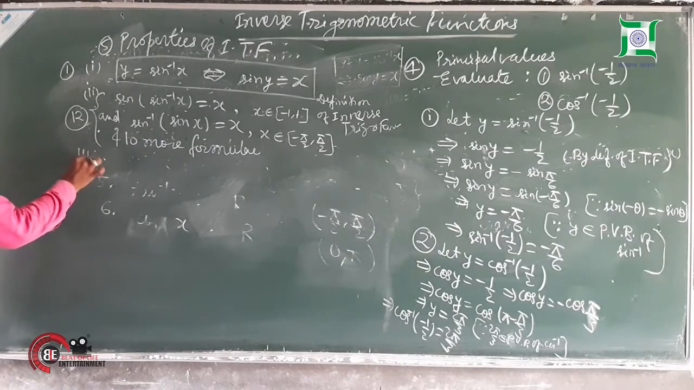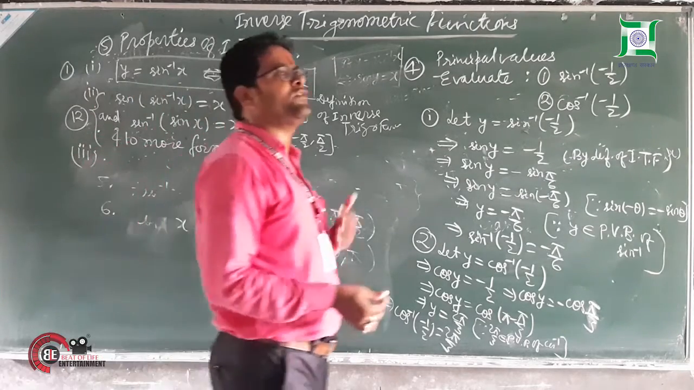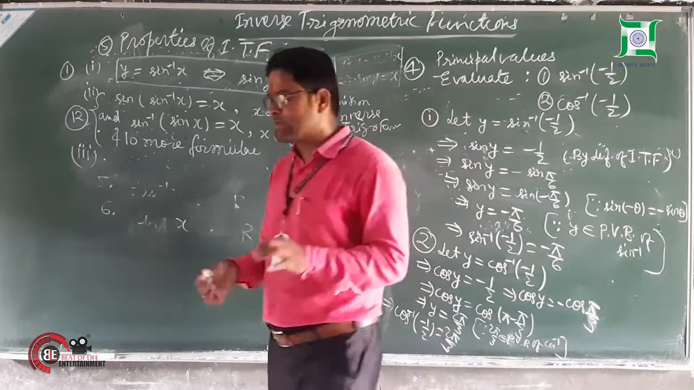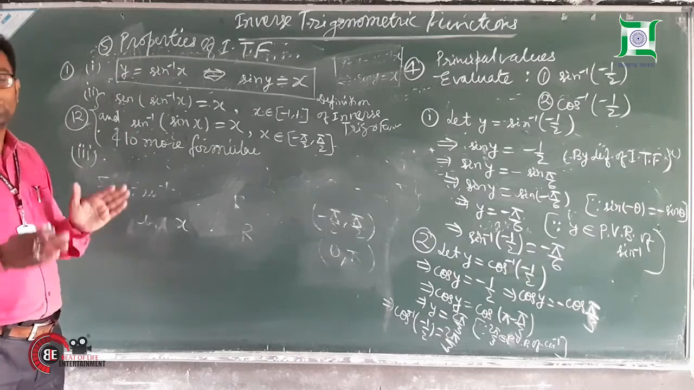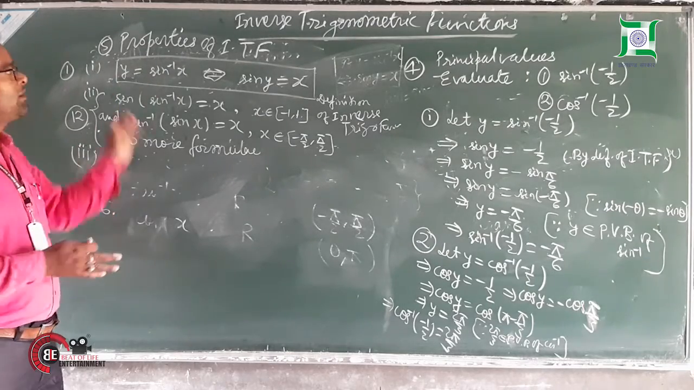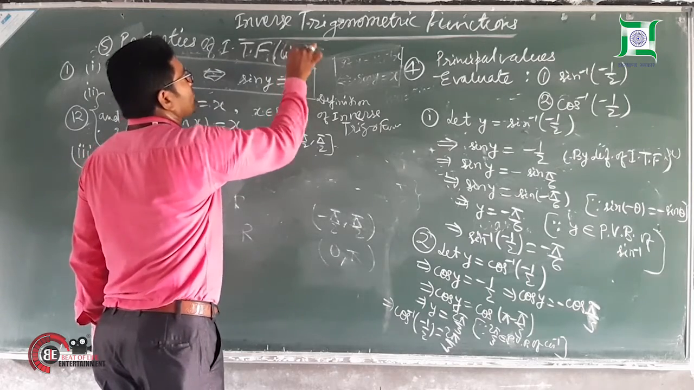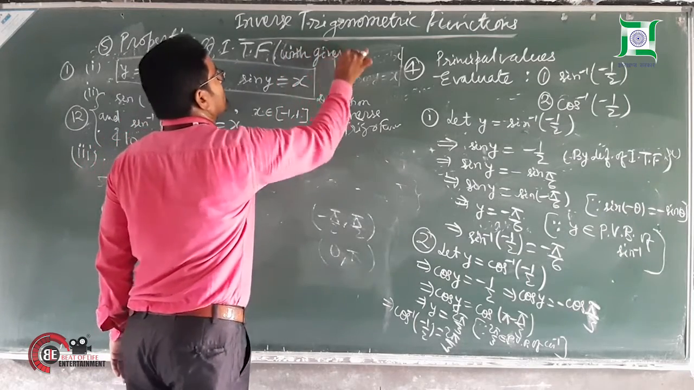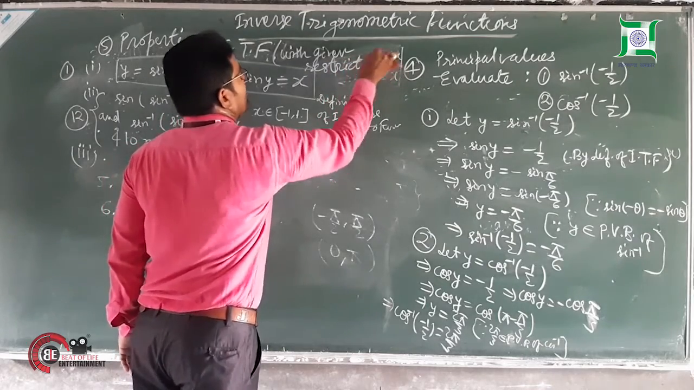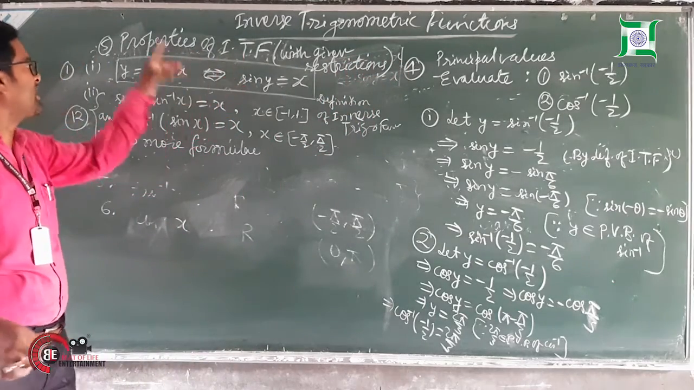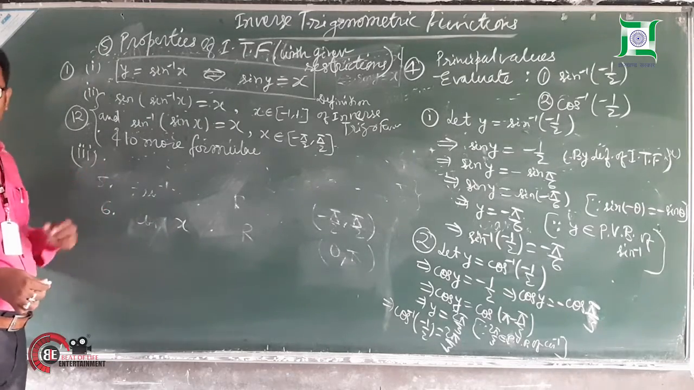Now see the third category of the formula. Now all these formulae will have some criteria. So it is better to understand inverse trigonometric functions properties within some restrictions. We can write here with given restrictions. Now with these restrictions we can easily understand inverse trigonometric functions. Let us see what are these properties.